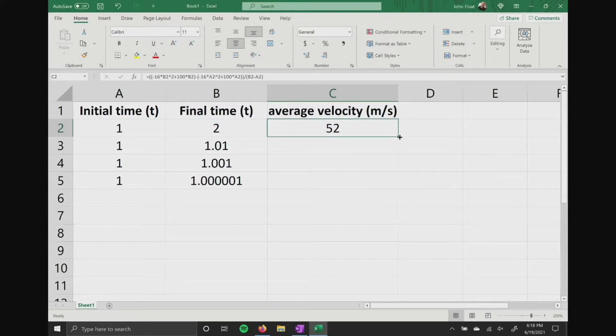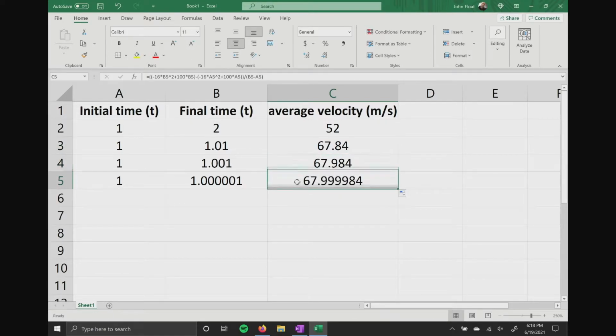Now, to find the other intervals, notice that from 1 to 2, it's 52 meters per second. From 1 to 1.01, 67.8. From 1 to 1.001, it's 67.9. And then even if I got even closer, I see that it's 67.999984. In other words, this is getting so close. And if I were to round this number to the nearest whole number, I would say it's 68 meters per second.